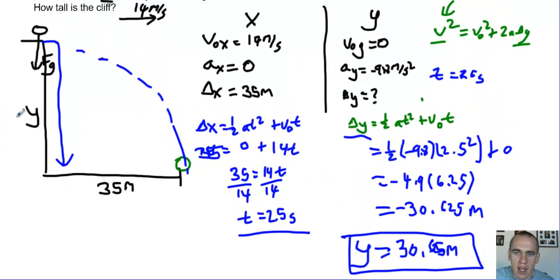So the trick to doing these problems is to keep your x and y separate from each other, keep them independent, but remember that the time in the x direction and the time in the y direction are the same. Also, don't make the mistake of trying to make your final velocity 0.